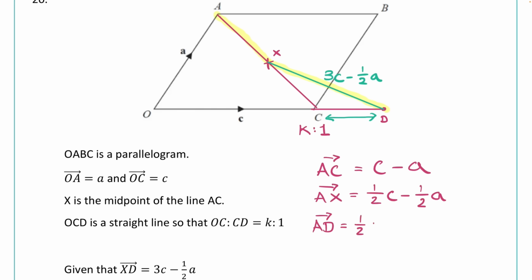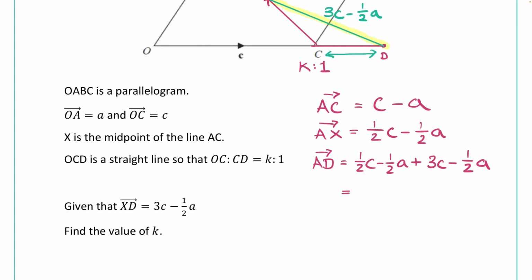So half C minus half A plus 3C minus half A. Now if we simplify that, we have a half C and a 3C, so that's 3.5C. Minus half A is just minus A overall. So we have 3.5C minus A. I typically wouldn't write mixed numbers, so we'll write that as an improper fraction. 3 times 2 is 6, plus the 1 is 7. So 7 over 2C minus A, and that is the vector A to D.